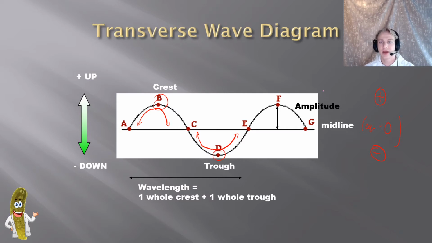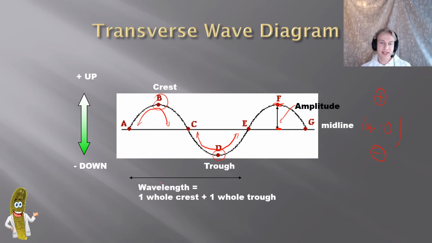Another thing that we're interested in, and the reason that we are so concerned about these absolute peaks and the absolute lowest points, is that we get something called the amplitude. The amplitude is the measure from the midline to the top of the crest or to the bottom of the trough.